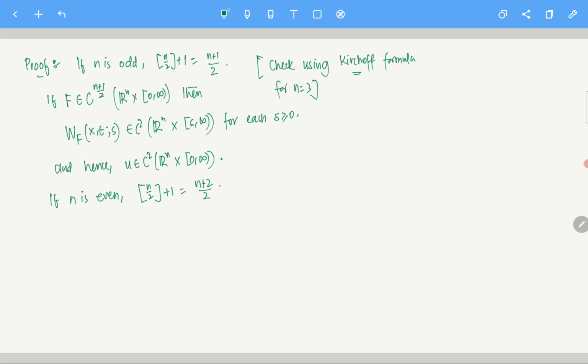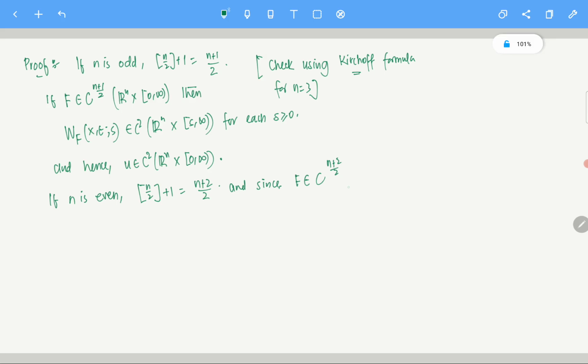n equals 3. You can take the Poisson here and you can show that if n is even, then n plus 2 by 2. Since capital F is in C^((n+2)/2), so let's say n equals 2, this is also F is in C2, right? So if F is in C2, that will imply U is in C2, the same sort of logic will work, right? Okay, so U is in C2 of R^n cross (0, infinity).